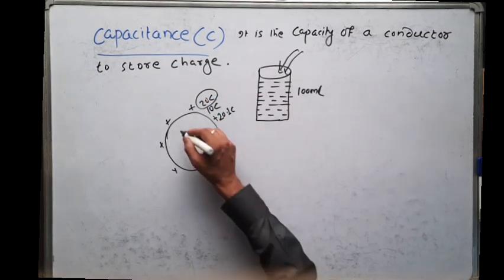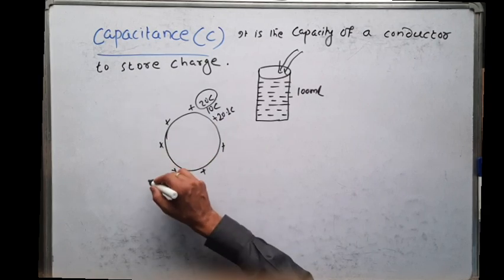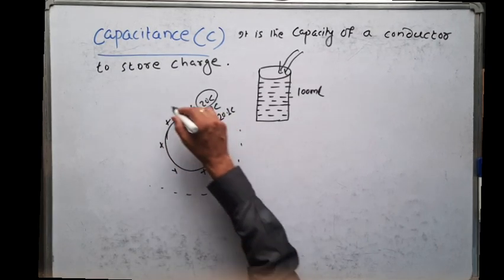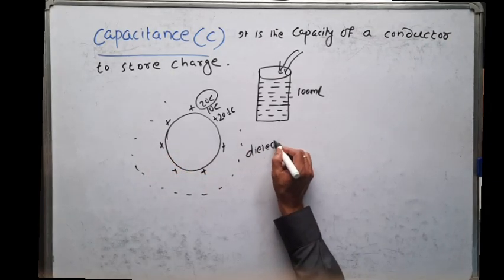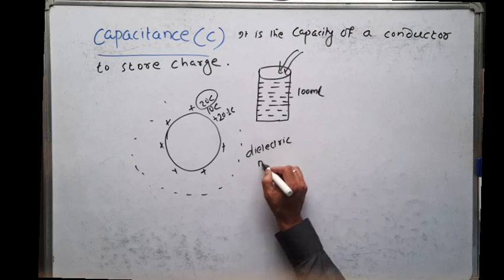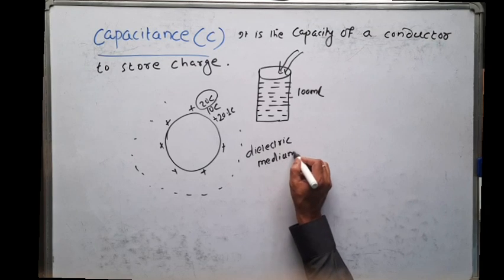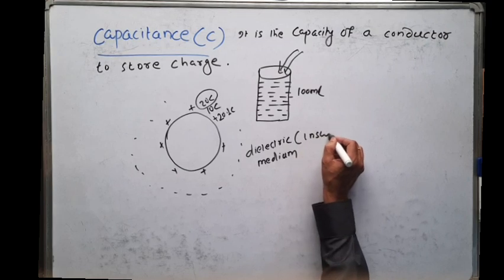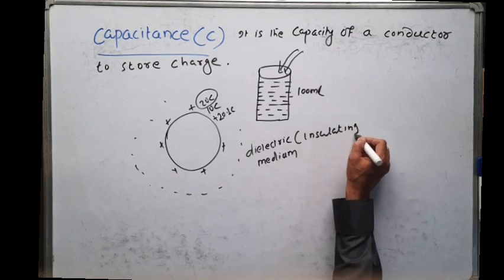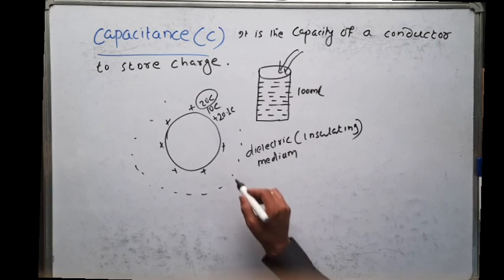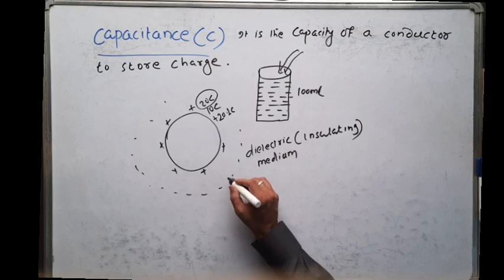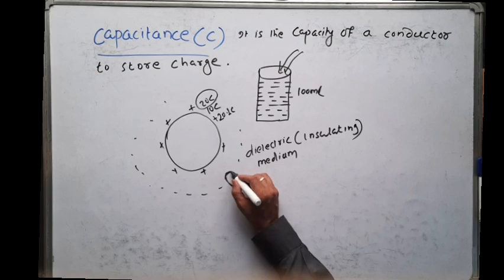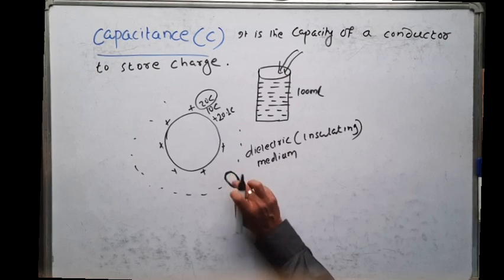You see, this is the conductor, and this conductor is surrounded by what? This conductor is surrounded by a dielectric medium. So what is the other name of dielectric? Dielectric is nothing but an insulator, or dielectric medium, or insulating medium. Okay. So let us take air. The dielectric medium is nothing but air. The molecules of the air consist of various small electric dipoles.